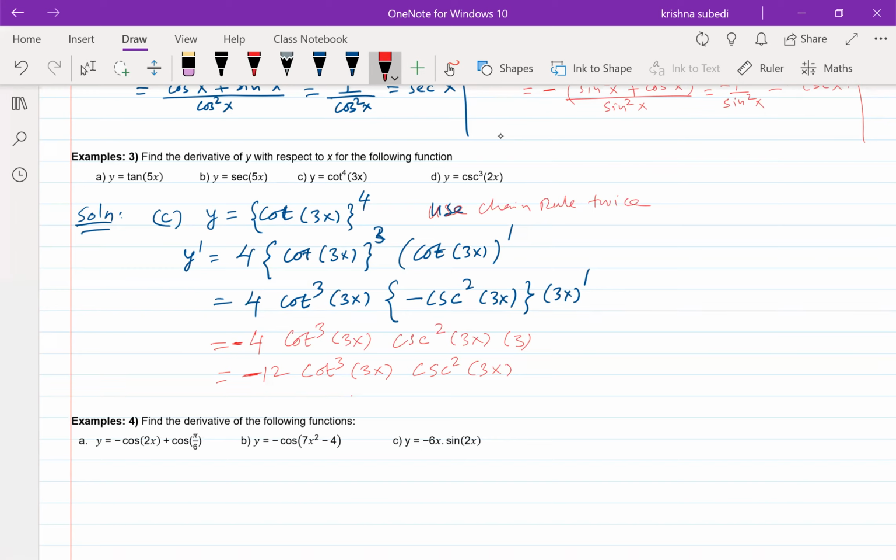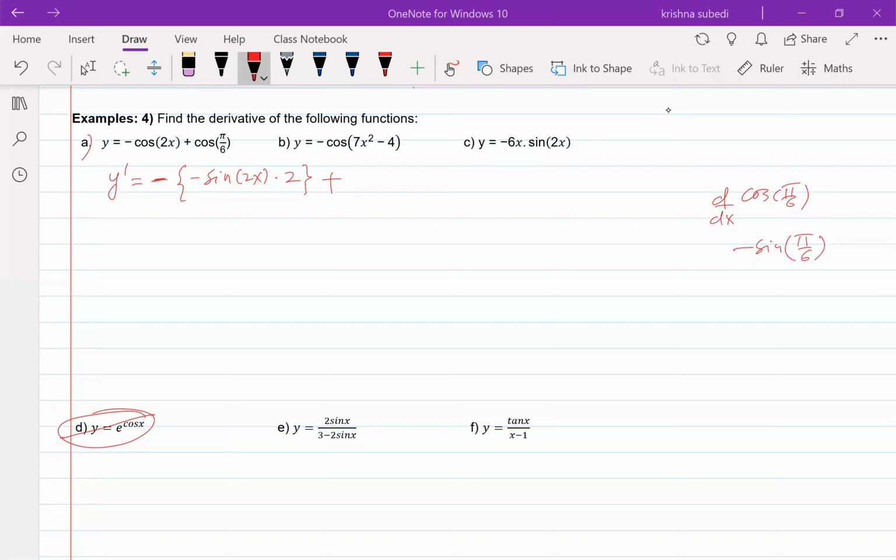All right, and let me do one problem from example 4. Okay, yes, excellent answer. So when I give these kinds of questions, I see some people do the first part correctly. This y prime will be negative, the cosine will change into negative sine 2x, and then they use the chain rule. Great.